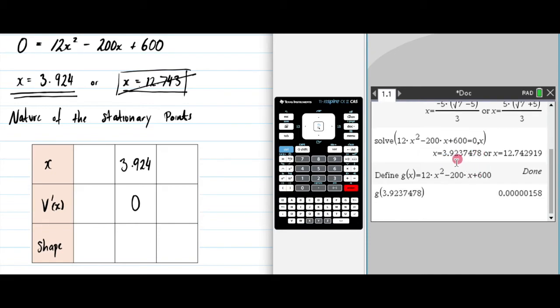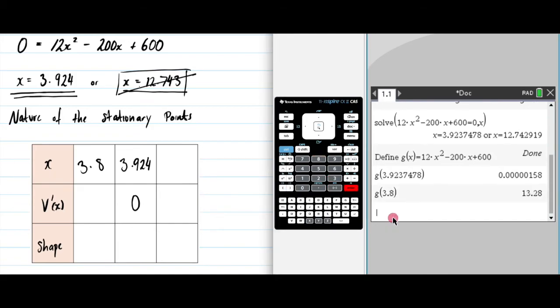Now, there's obviously more decimal places here. It's obviously just stopped it. So this is as close to 0 as we're going to get, but that is 0. Now, what we're going to do is we're going to consider a point before and after 3.9. So let's consider a point before it. Let's go 3.8. So let's now come to our CAS, 3.8, and then we're going to go equals. And as you can see, I get 13.28.